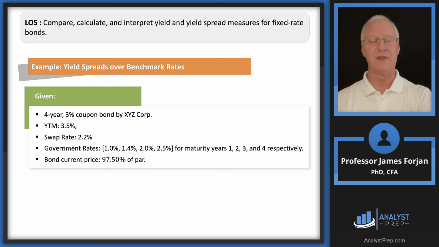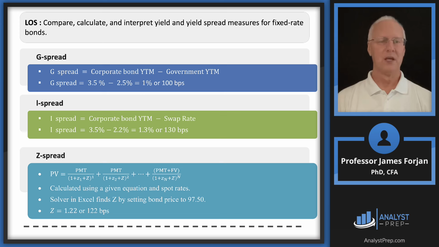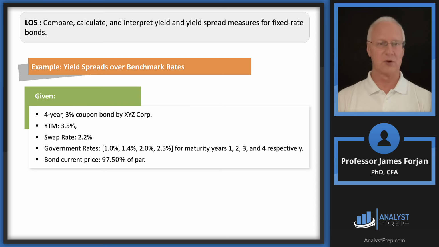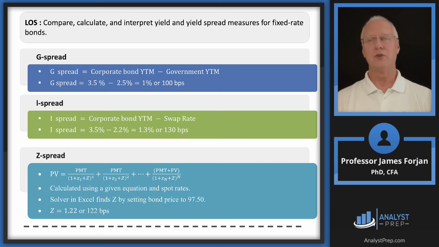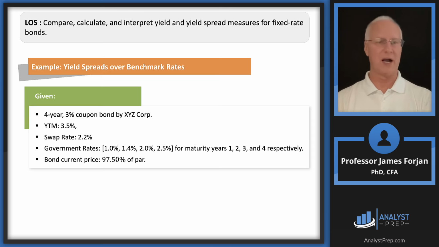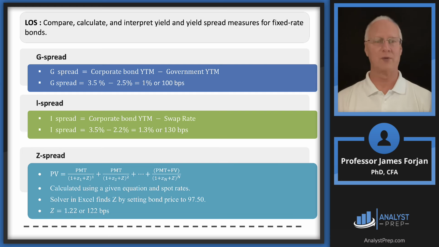Notice there's a percent sign there. So this is based on 100% of par value. So you don't need your calculator to compute the G spread, 3.5 over 2.5. But let's make sure you get this right. We have a 4-year bond. So we need to go to that government 4-year yield to maturity. That's the 2.5%. So 3.5 minus 2.5, that gets us 1. The I spread, 3.5. There's the 2.2% swap spread. So that's an easy 1.3%.